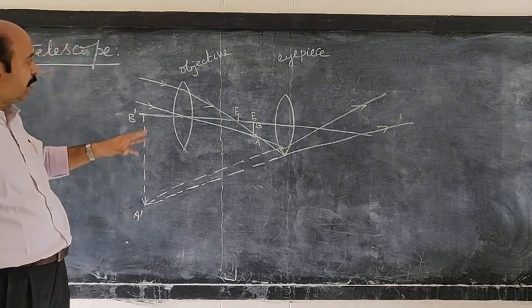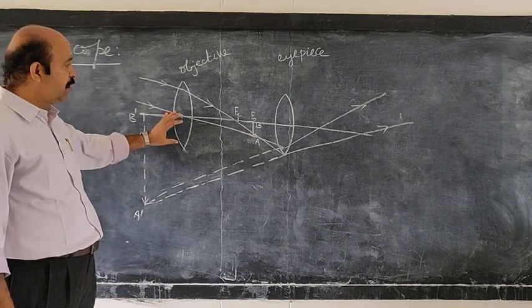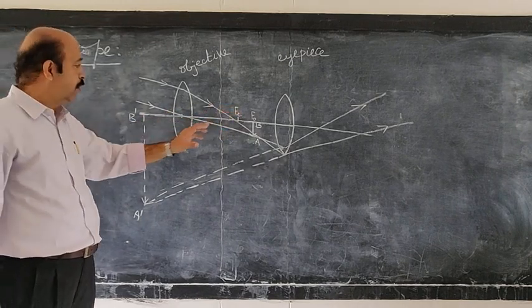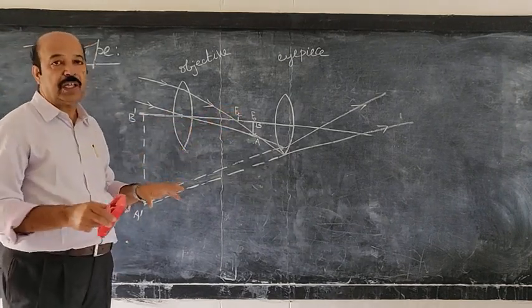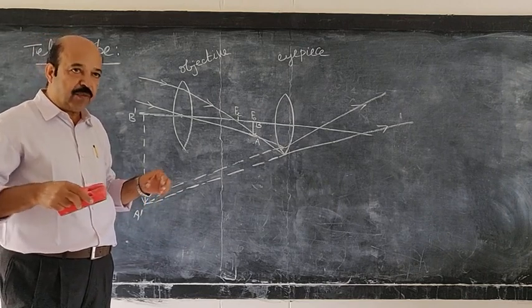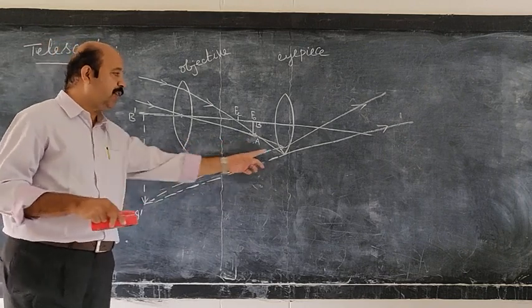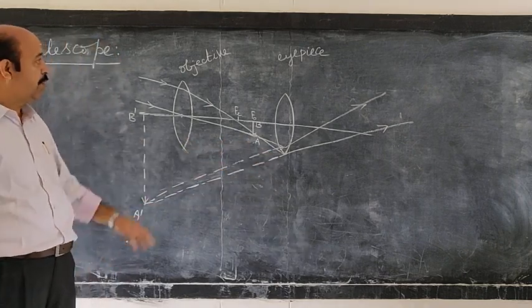Here it consists of two lenses. One is the objective lens, the other is the eyepiece. Both are arranged coaxially in two tubes that can move one in another at the ends of the tubes. The distance between the lenses can be adjusted.